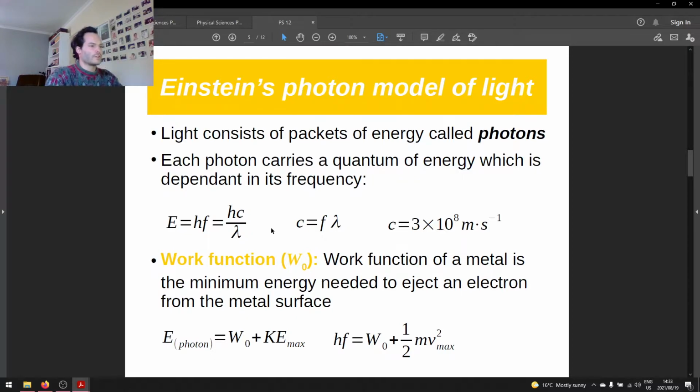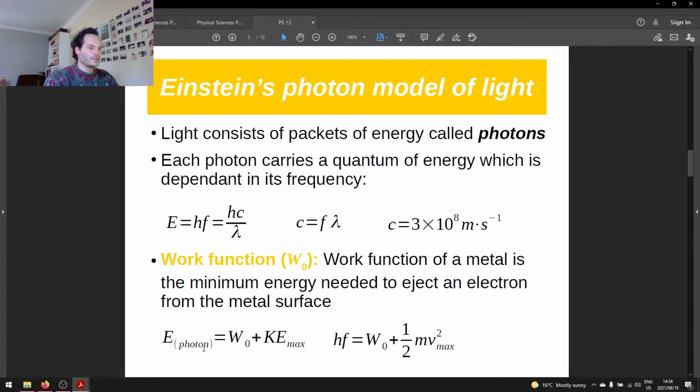Alternatively, we can give you the threshold frequency or the threshold wavelength. Then your most important equations are these two at the bottom. Basically, they tell you, if a photon with a certain energy strikes a metal, how much energy will an electron have when it is released? Because remember, when the energy of the photon is greater than the work function, then an electron is going to be released from the surface of the metal.